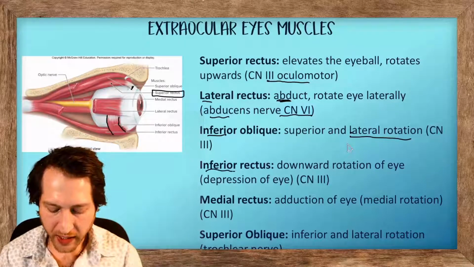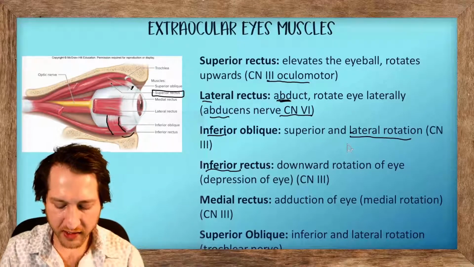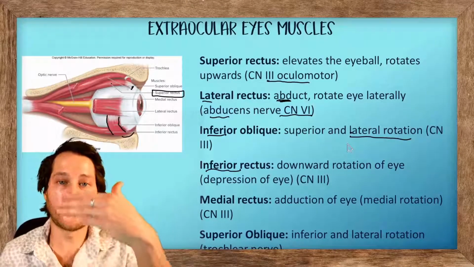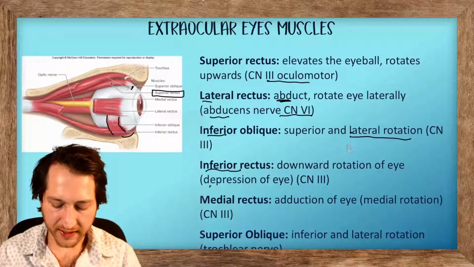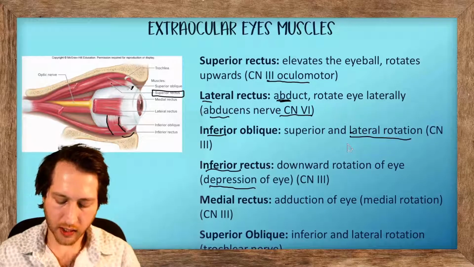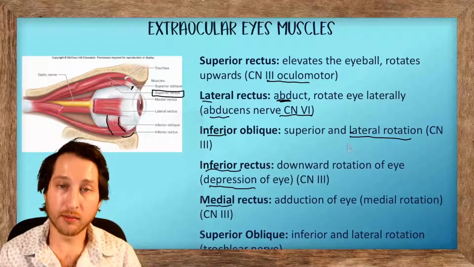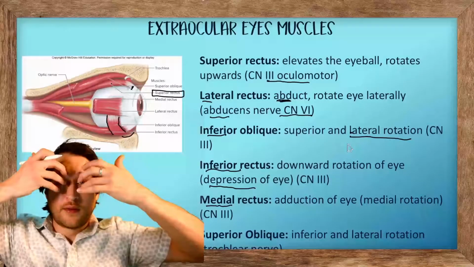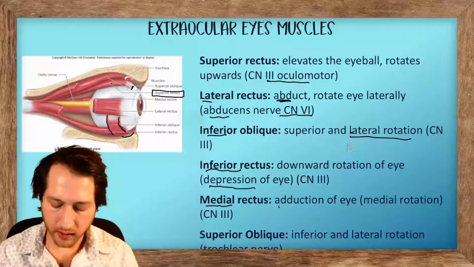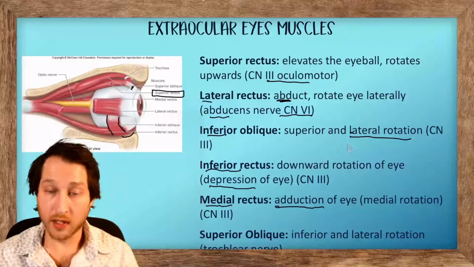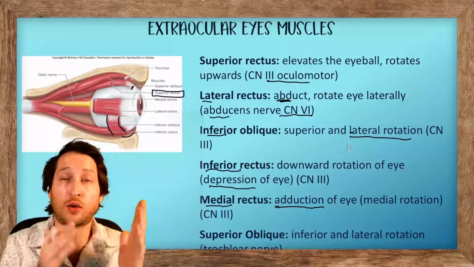The inferior rectus muscle, when that contracts, it's going to rotate the eyes downward or depress the eyes. And then we have the medial rectus. So the medial rectus is going to be on the medial portion of both eyes. And when that contracts, it's going to cause adduction of the eye and bring the eyes towards the midline.